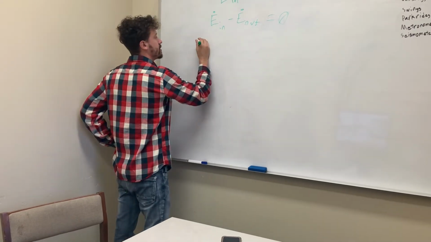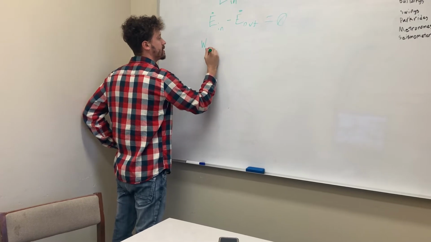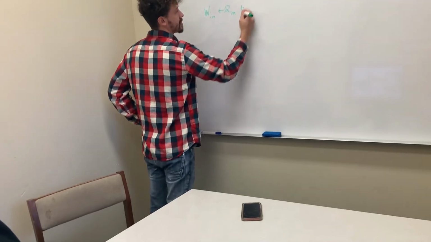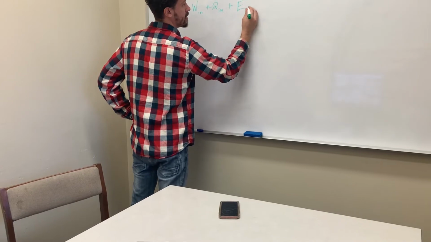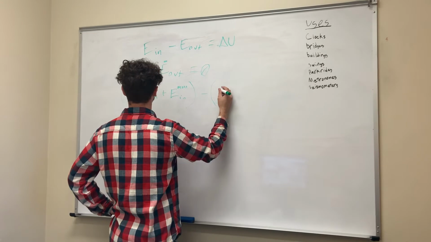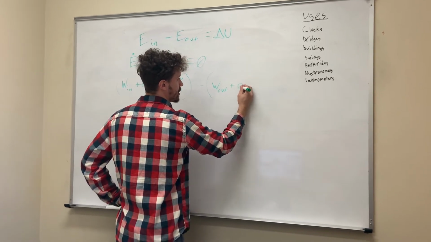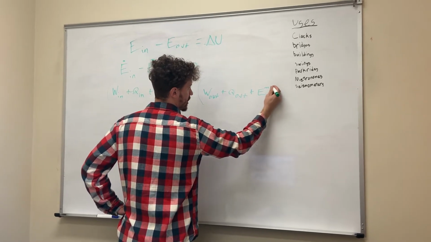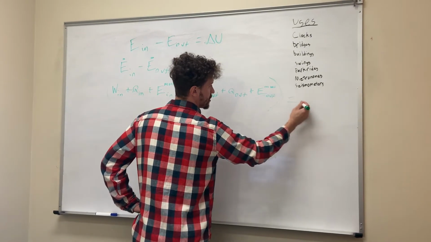Going forward, we can expand this, say, work in plus Q in, which is heat flow, plus energy due to mass in, minus the same stuff, but out. So work out, heat flow out, energy due to mass out. If we keep it in rate form, that is also equal to 0.